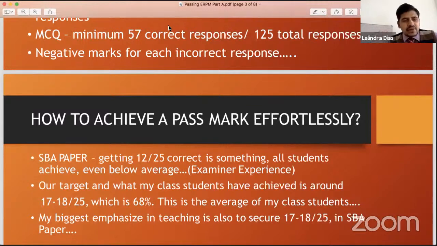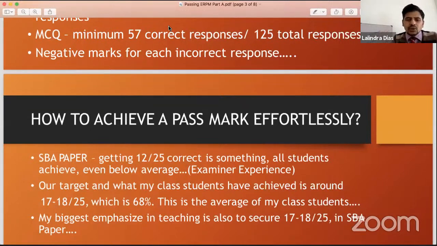The target in our single best answer paper is 17 to 18 correct. Because if you get 17 correct out of 25, you end up getting 68%. That's way above the merit mark of 60%. So if you just get 17 correct out of 25, that's a huge thing. That means you can still get 8 questions wrong and still end up with a high merit mark, right? Even if you score a little low in the MCQ paper, you can compensate for it.